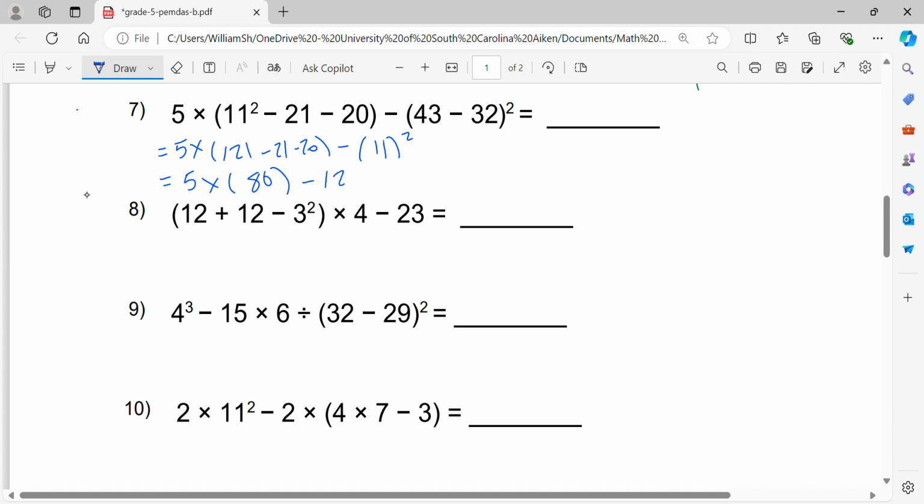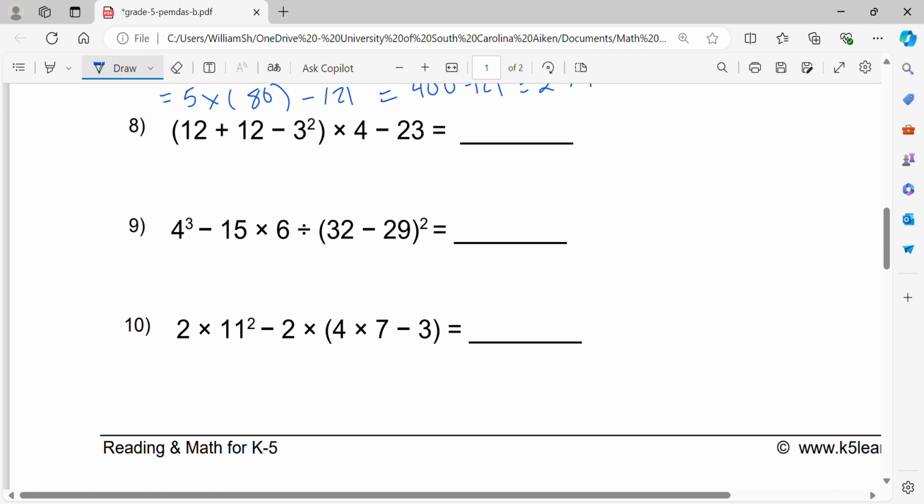Minus 11 squared is 121. Now we're looking at 5 times 80. 5 times 80 is 400. Minus 121. 400 minus 121. Let's see, that's 300 minus 21, which should give us 279. More than welcome to check it on the calculator or check it by hand.